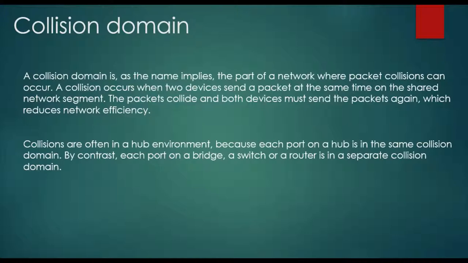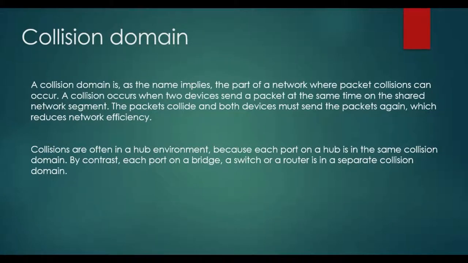Now, what is a collision domain? As the name says, packets are colliding somewhere in the network. What does it mean? Suppose two devices are sending traffic at the same time, so the packets will collide. When it happens, they send the packets again, and because of this we can see latency in the network and network performance issues. For the collision domain, the hub has all the ports sharing the same collision domain. But in the case of bridges, routers and switches, all the ports have different collision domains. So that's the difference between the collision domain and the broadcast domain.